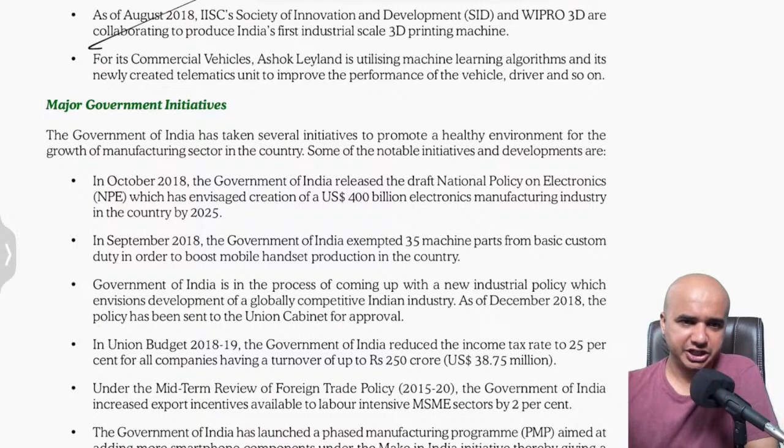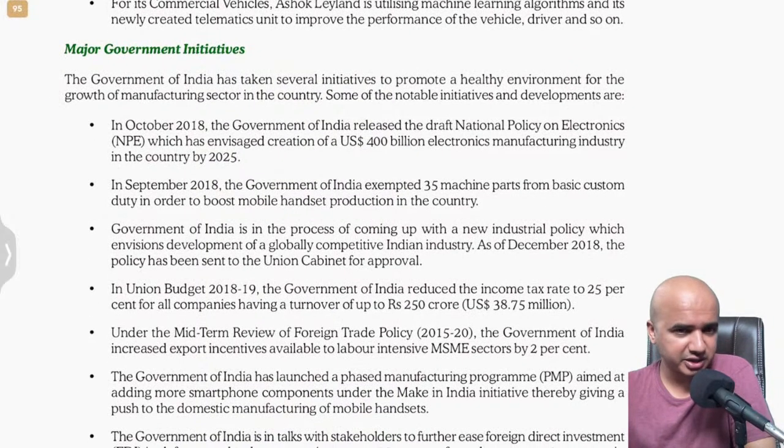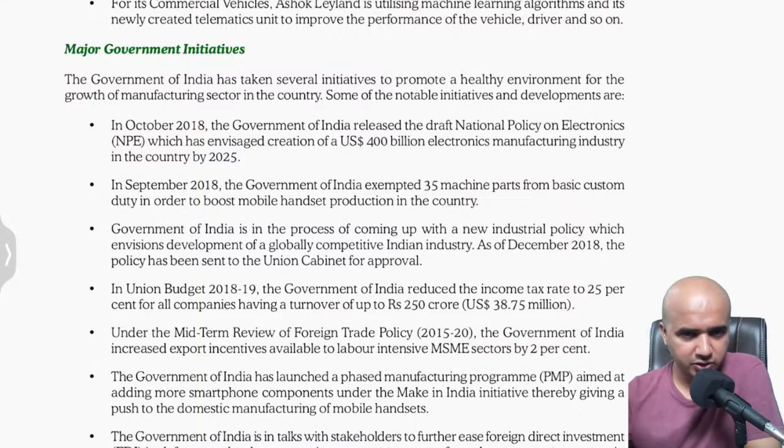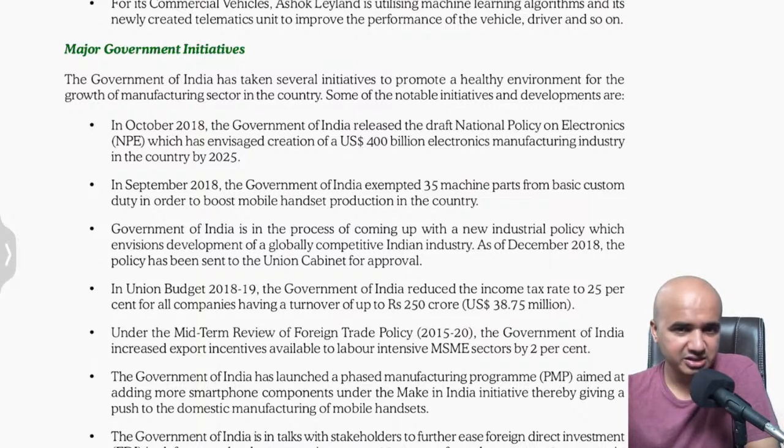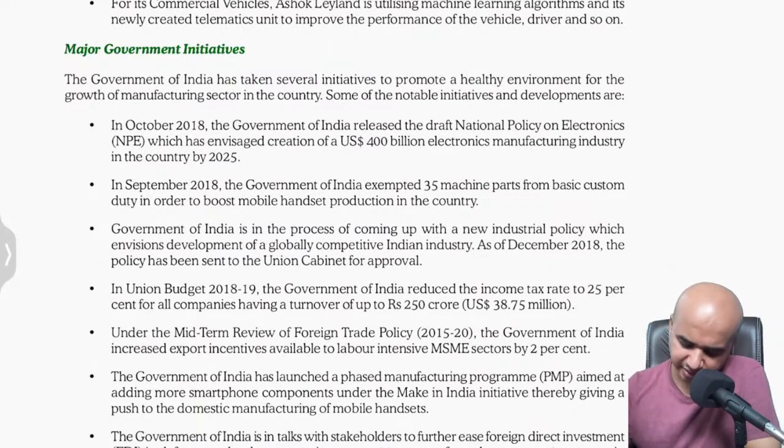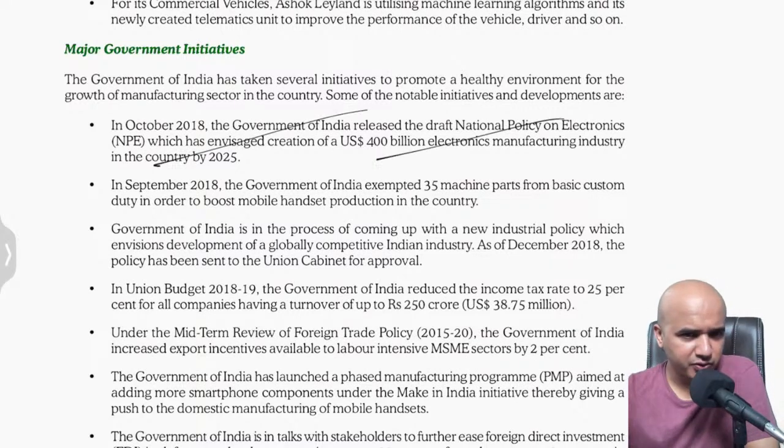Major government initiatives. The government of India has taken several initiatives to promote a healthy environment for the growth of the manufacturing sector. Okay. Tell us the facts. In October 2018, the Government of India released the Draft National Policy on Electronics (NPE), which has envisaged creation of a 400 billion electronics manufacturing industry in the country by 2025. Again, something which may or may not happen in future.